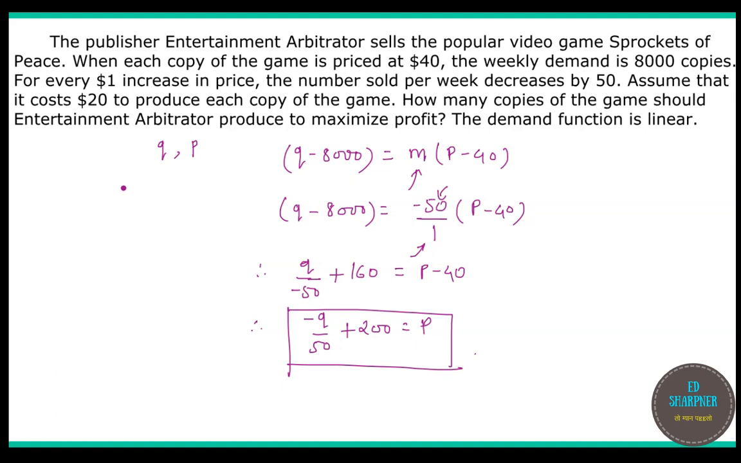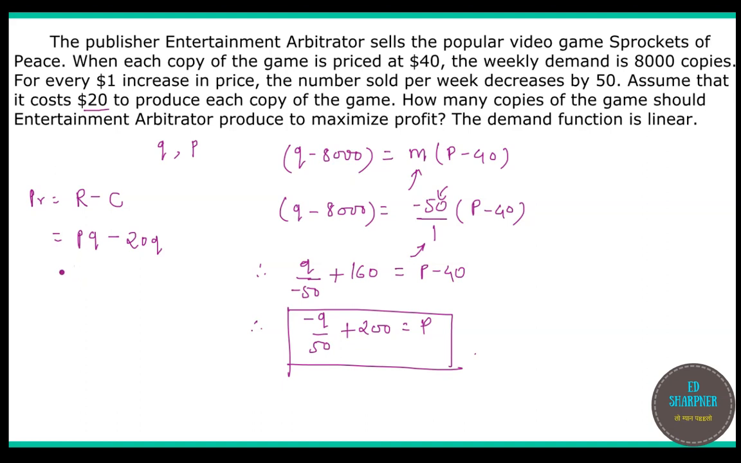Now we have to maximize the profit, and profit is given by the revenue minus the cost. Revenue is nothing but the price multiplied by the demand, or P multiplied by Q, and the cost is given by this statement over here. It costs $20 to produce each copy of the game, so cost is 20 multiplied by Q.